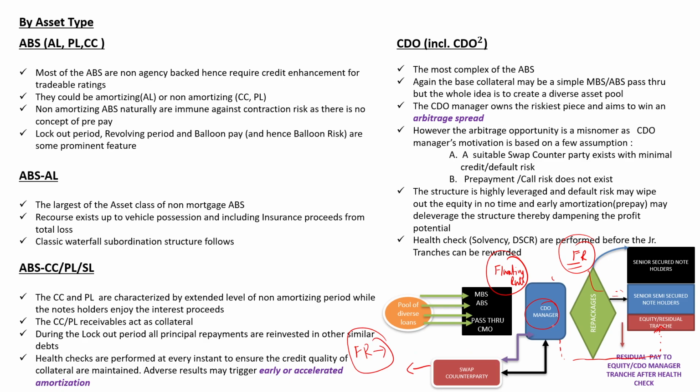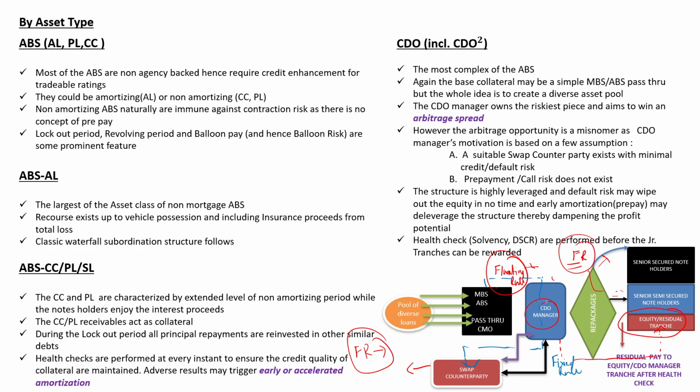The CDO manager in turn has no objective, no view as regards the interest rate, because his interest lies in this equity tranche and not with the floating rate notes or the fixed rate notes. So we will see how it happens in case these cash flows, if they are floating rate in nature, are being received at the CDO manager's end, and the same floating rate cash flows are redistributed to the swap counterparty against a promise of fixed rate interest pay.